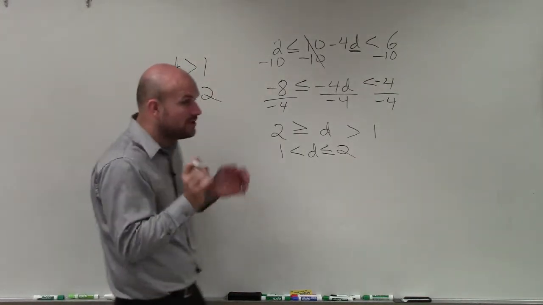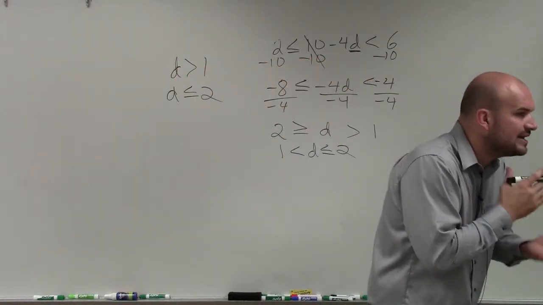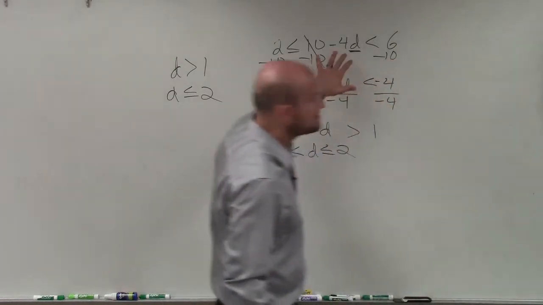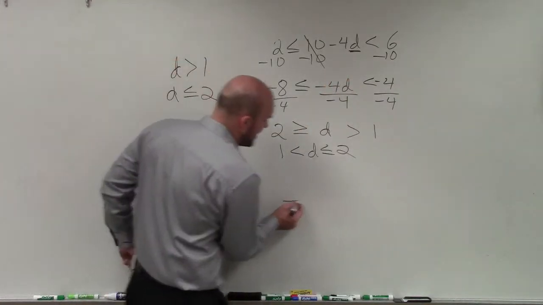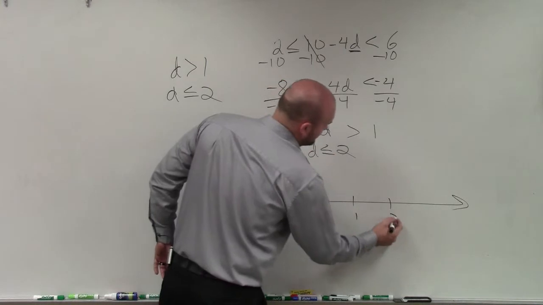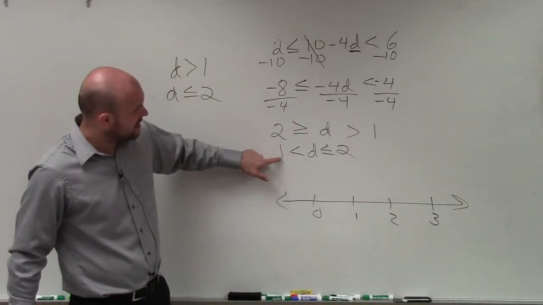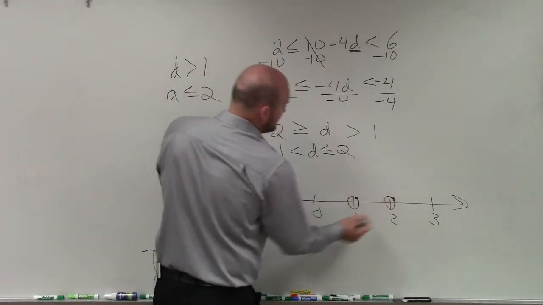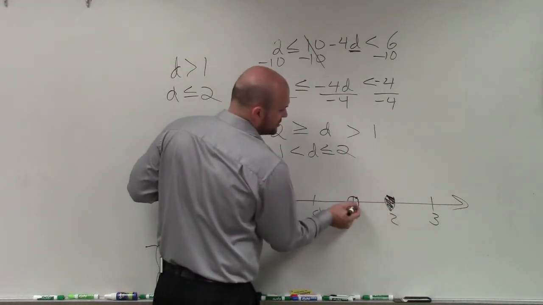Now remember, though, it's very, very important that you understand that this is an and. This compound inequality, the way it's written, is an and statement. So when I go and graph, I have 0, 1, 2, 3. If I graph it like this, you can say, oh, my values have to be between 1 and 2. But this is greater than or equal to, so it's part of my solution.